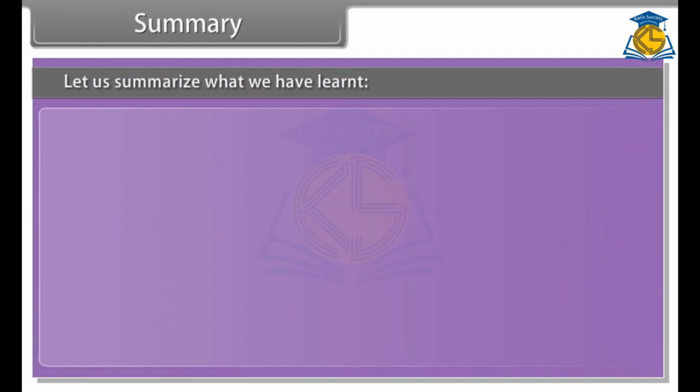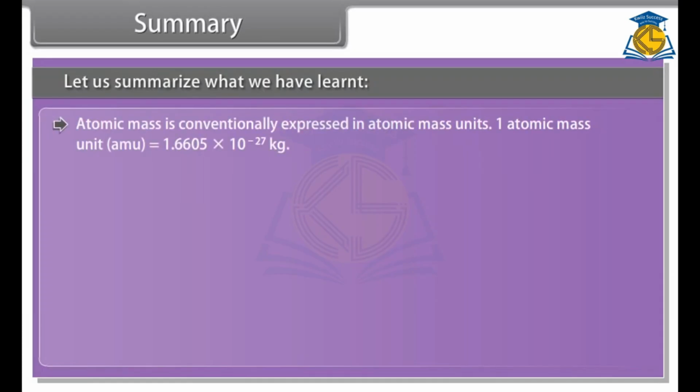Summary. Let us summarize what we have learnt. Atomic mass is conventionally expressed in atomic mass units. 1 atomic mass unit, or amu, is equal to 1.6605 into 10 raised to the power minus 27 kilogram.